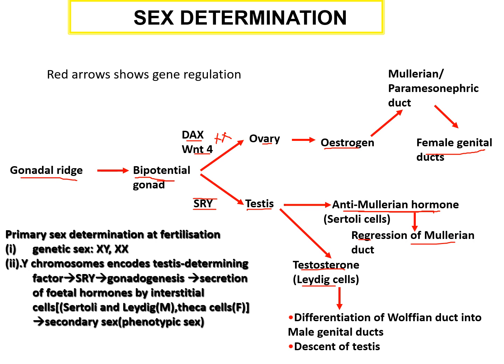So the sex determination is dependent on the chromosomes. Are they XX or are they XY? If they are XX, it means that we have separate genes. If it is XY, we have this gene which is called SRY.